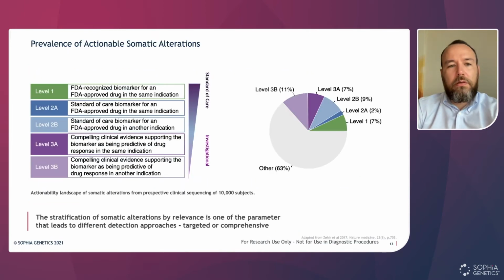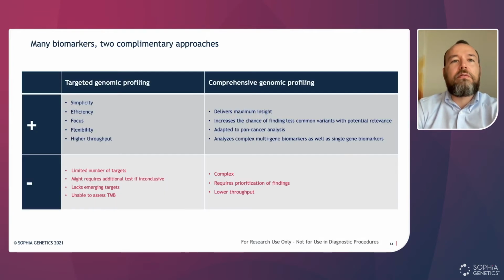At the same time, if we look at the spectrum of biomarkers and put them on a range from standard of care to more investigational ones, it's only around 1/5 that make up the standard of care group, and around 80% that are more translational, more investigational alterations. And what this means is that there are two approaches to solid tumor profiling, and that's targeted and comprehensive. And we at SOPHiA see these approaches as complementary rather than mutually exclusive.